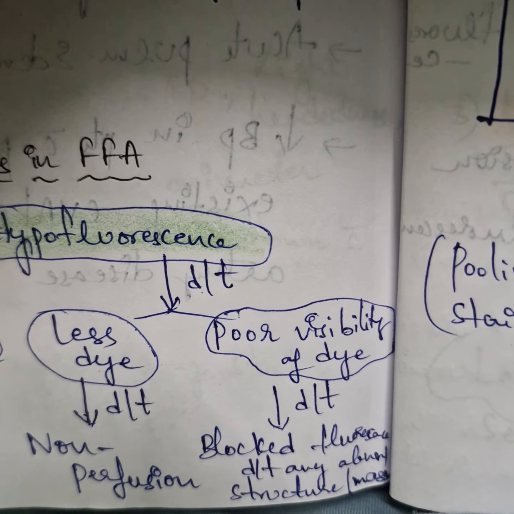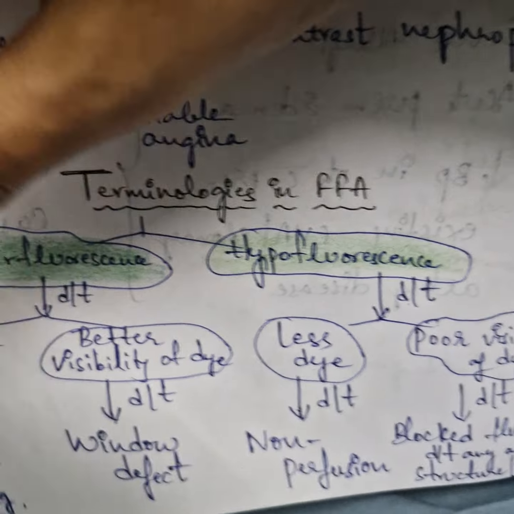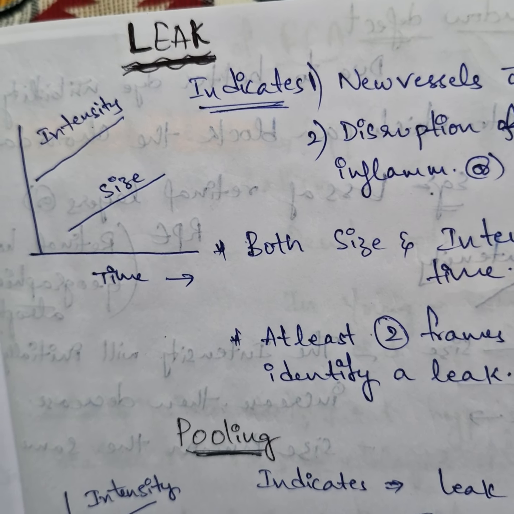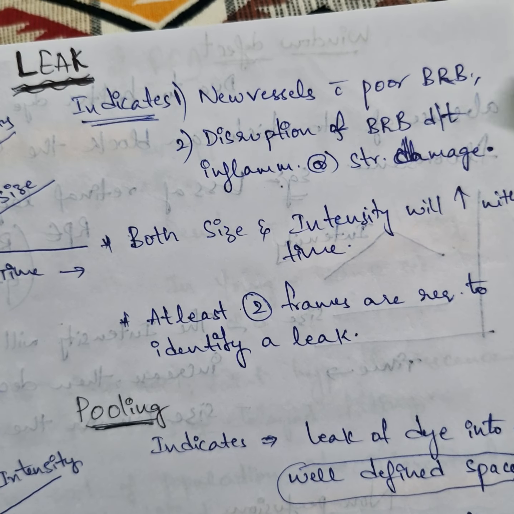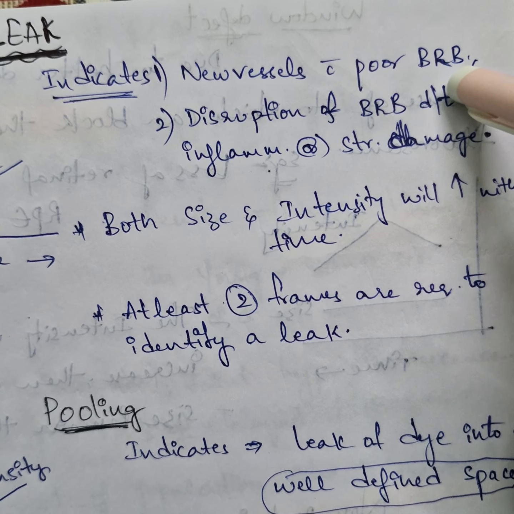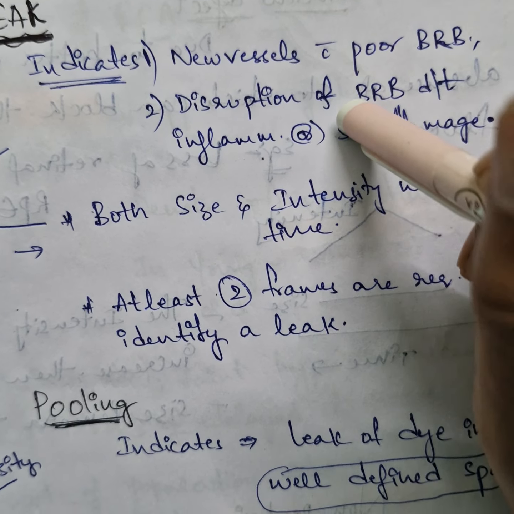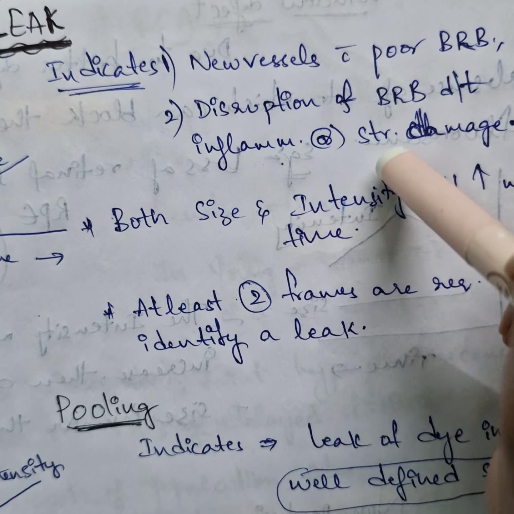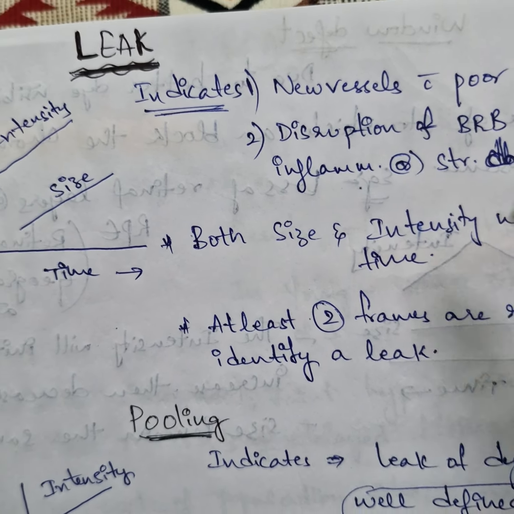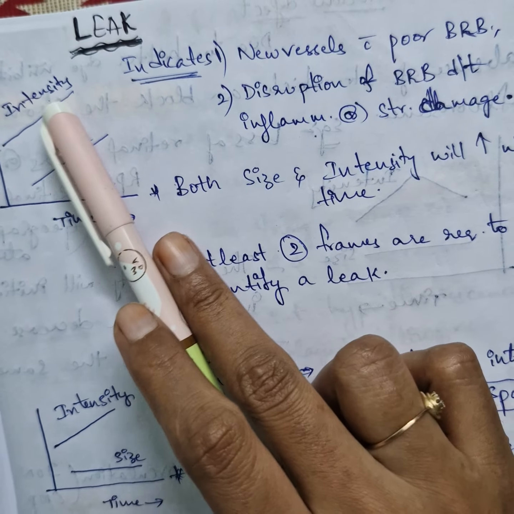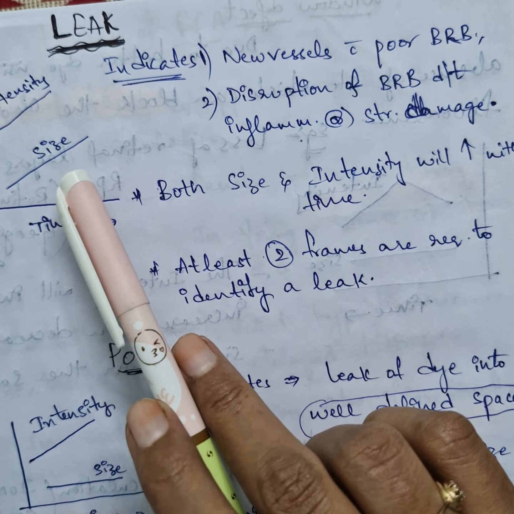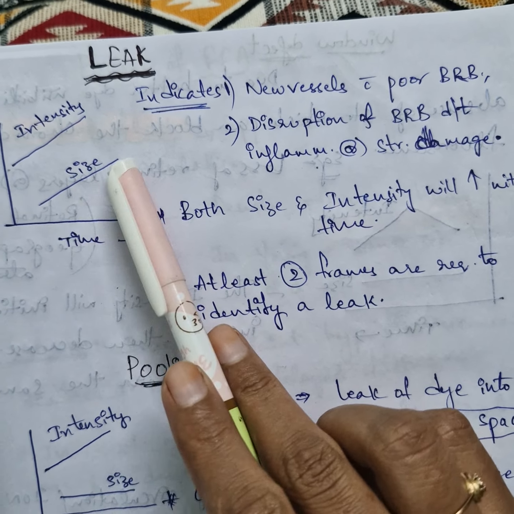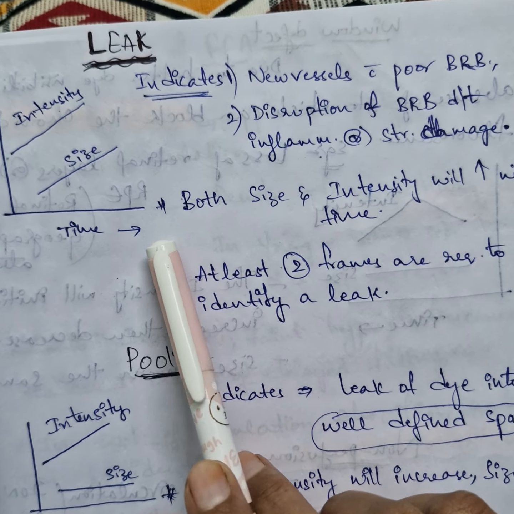So that condition may be due to blocked fluorescence due to any abnormal structures or masses. So coming to leak, first of all, leak indicates that there are new vessels with poor blood retinal barrier, or the blood retinal barrier is disrupted due to any inflammation or structural damages. In this, both the size and intensity of the leak of the dye will increase with time. You see here, they will increase with the time.